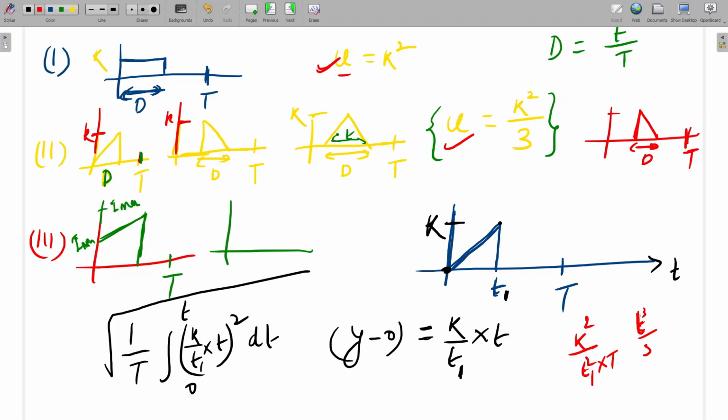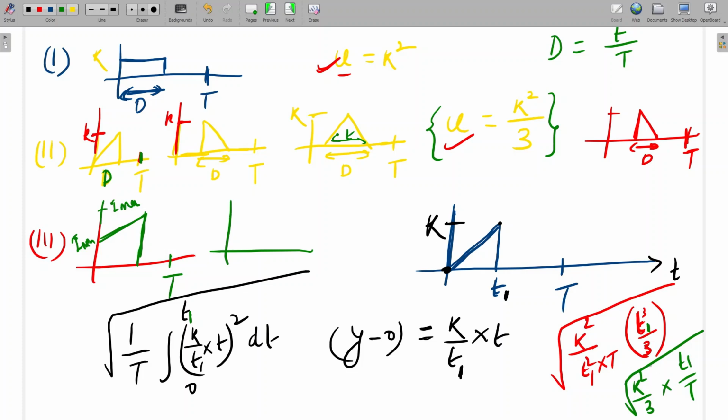Is it clear? The limit is 0 to t1, so the upper limit is t1. So finally the answer will be t1 cube by 3. So t1 cube by t1 square, what will be this value? At the top it will be t1. So we can write it as K square by 3 into t1 by T. Is it okay? Is it clear?